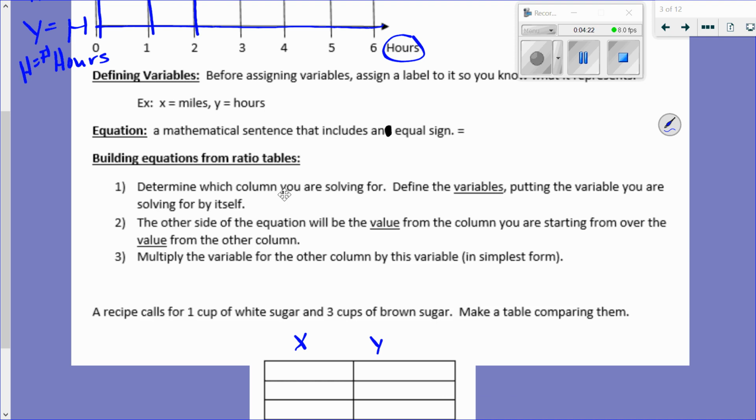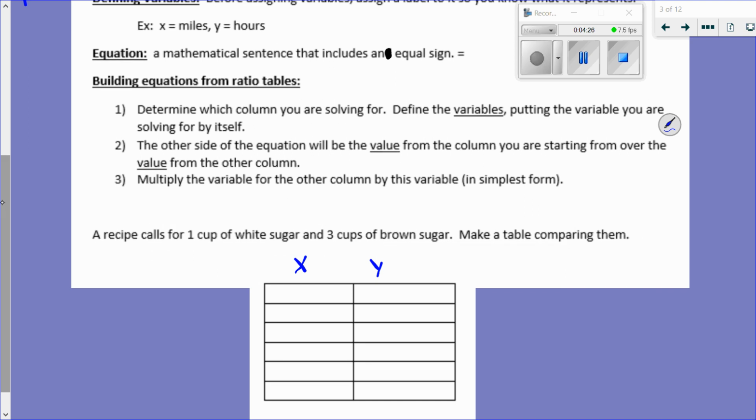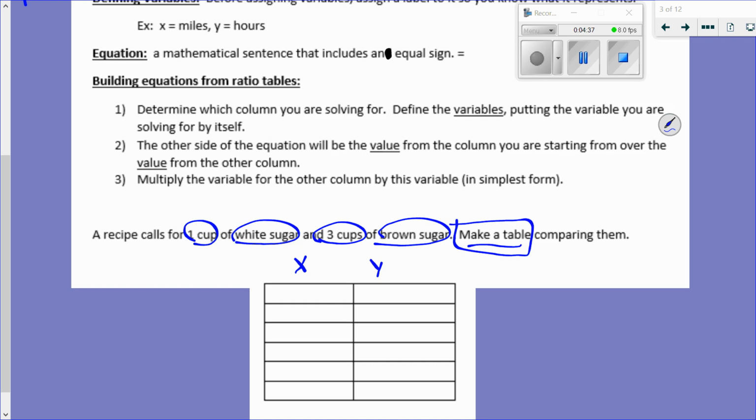Building the equations from ratio tables is actually going to make more sense if you have a ratio table, so we're actually going to do the ratio table first. So we have this piece here. A recipe calls for 1 cup of white sugar and 3 cups of brown sugar. Make a table comparing them. So that's what we need to do, is make a table.